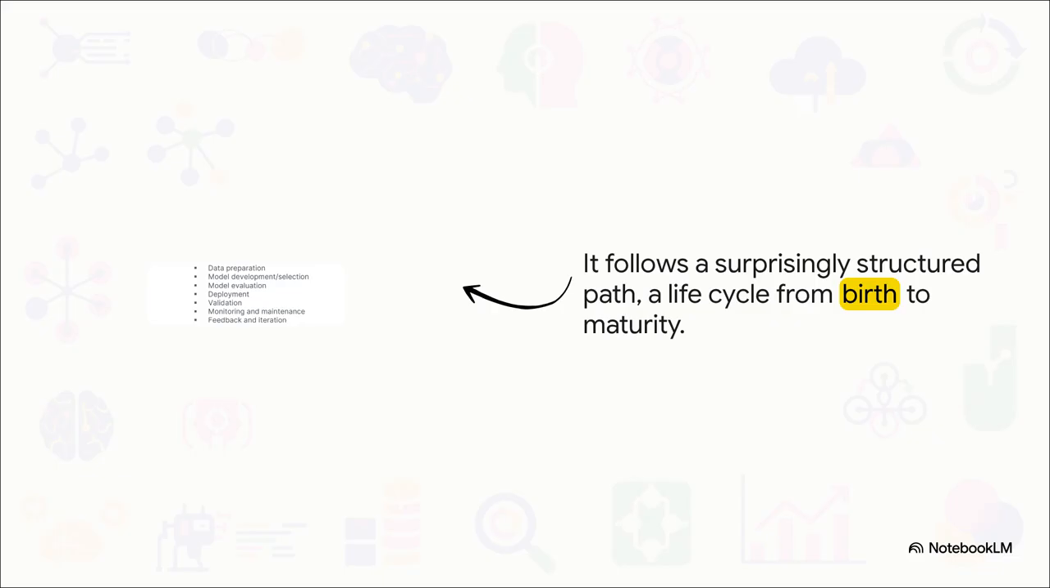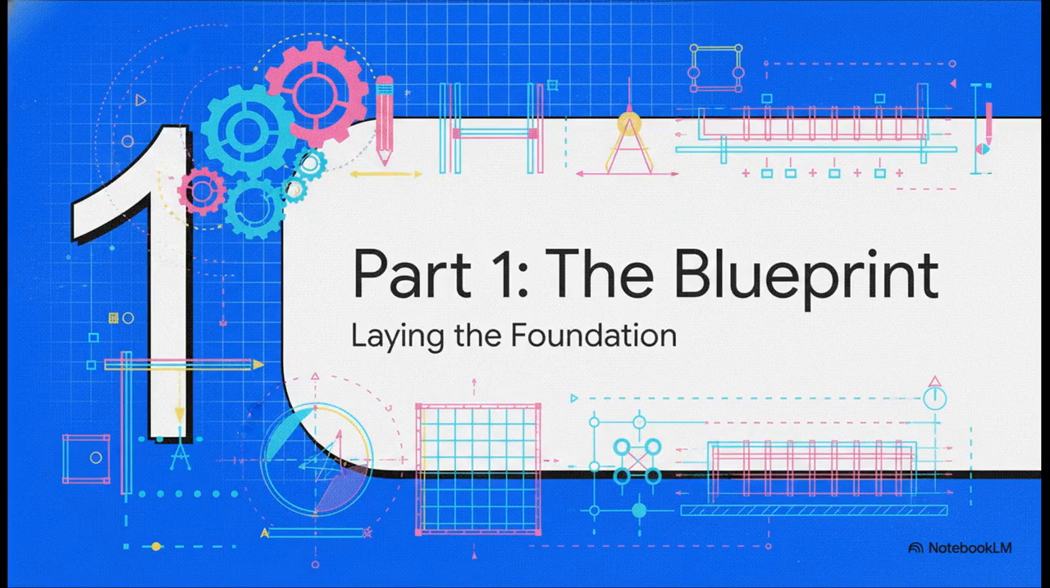And this is basically the roadmap for that whole journey. It's a 7-step life cycle that takes a model from its birth, as just a concept, all the way to a mature, working tool. Let's walk through it step by step, because this is pretty much the blueprint for almost all modern AI. All right, part 1, the blueprint.